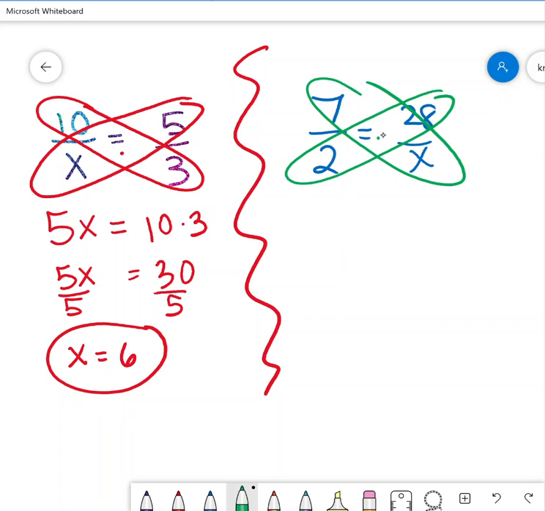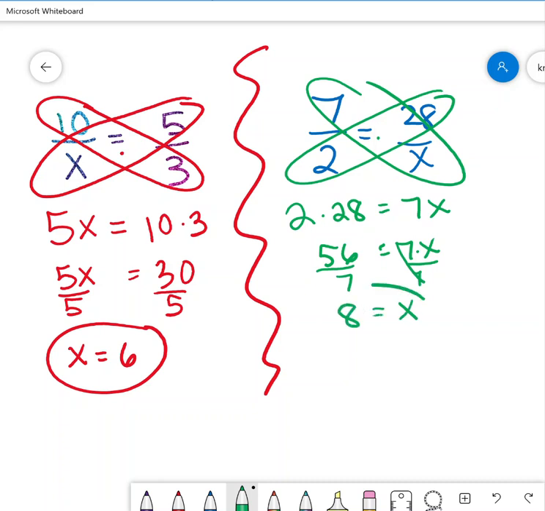If I just want to use cross products and say 2 times 28 is equal to 7 times x, I can do that. 28 times 2 is 56. Now, in order to solve for x, again, I want to get x by itself, so I undo multiplication with division. So x is going to be equal to 8.